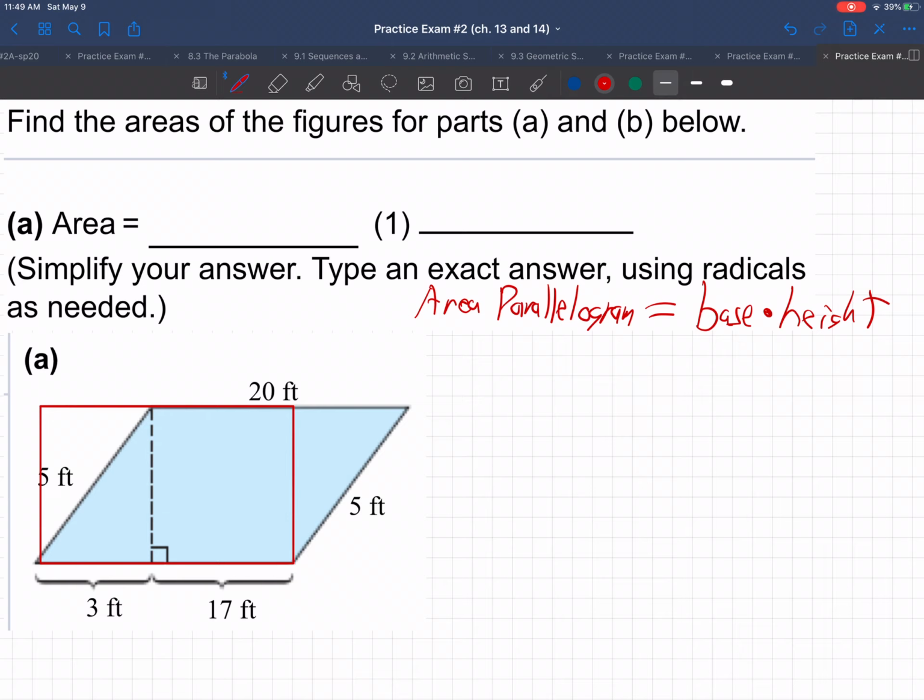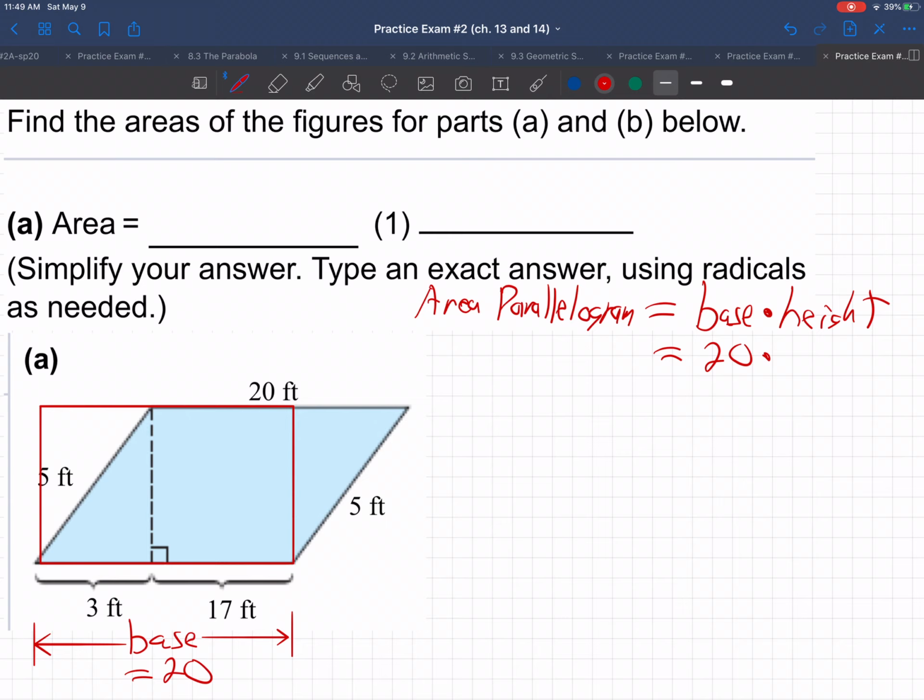Okay, so what's the base? Well, here's the base down here. The base is going to be from right there to right there. From there to there. So there's the base, which is clearly 20. So we've got the base, and now we need the height.